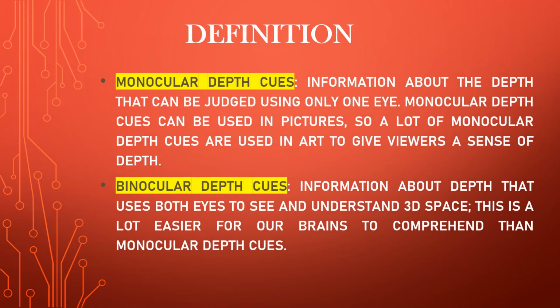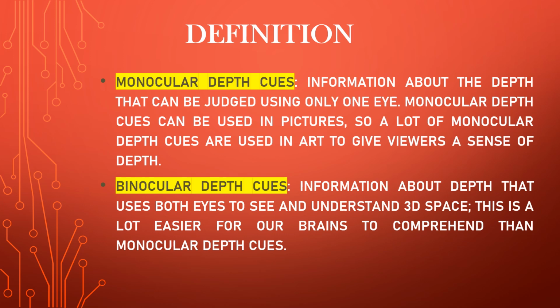Let's see the definitions. The monocular depth cues. They are information about the depth that can be judged using only one eye. That is monocular depth cue. It can be used in pictures. So, a lot of monocular depth cues are used in art. For what? To give the viewers a sense of depth.